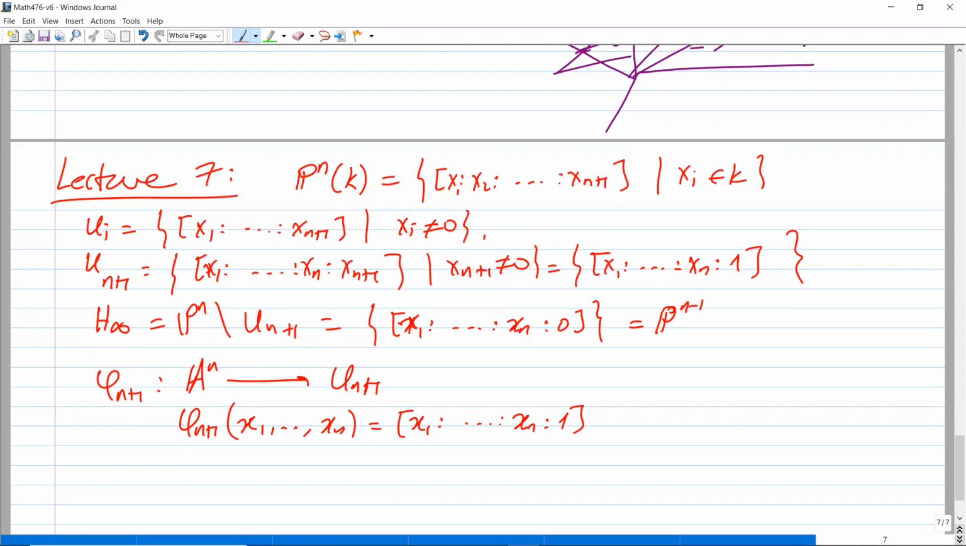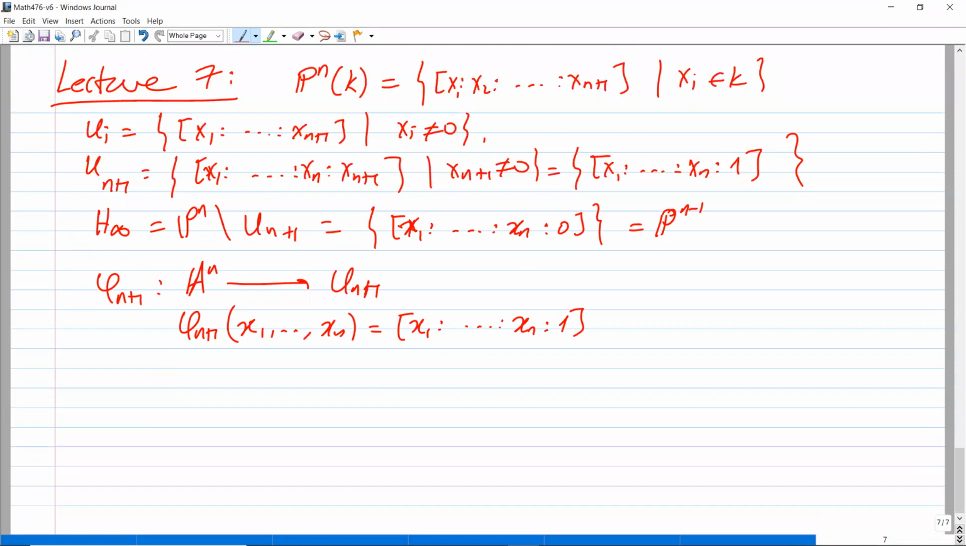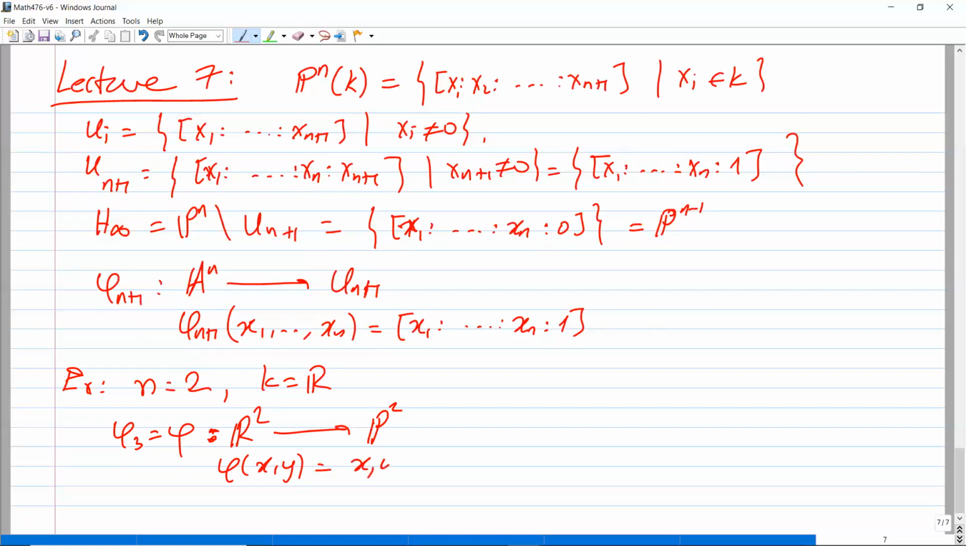So what does this do in the special case? Let's see as an example. Let's take n to be 2 and K to be the real numbers. Then this phi, from R^2 to P^2, takes phi of (x, y) to (x, y, 1).